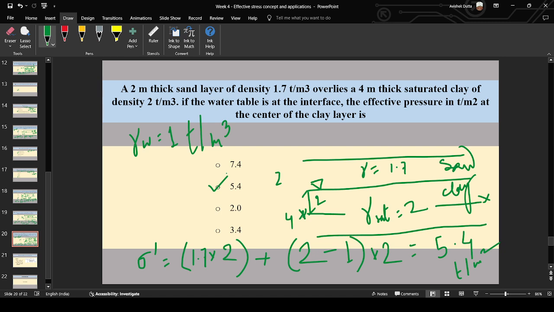So I have done nothing special. I have just computed the pressure of the sand layer and the submerged pressure of the clay layer at the midpoint, added them both, and found the answer.